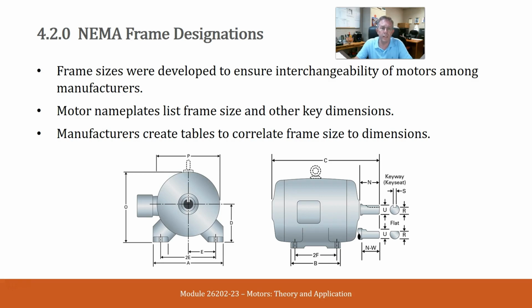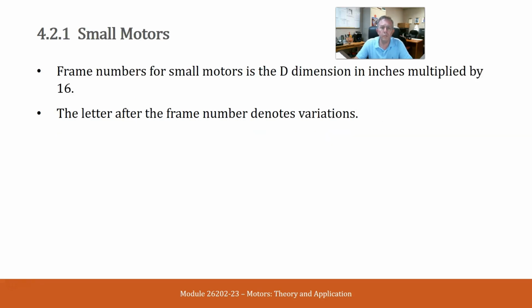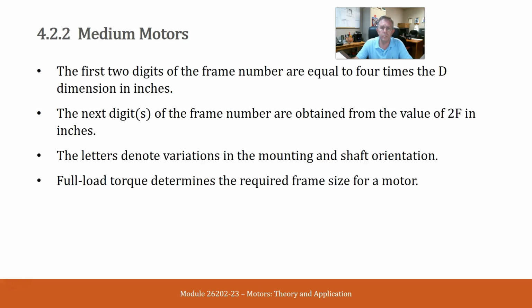NEMA frame designations. Frame sizes were developed to ensure interchangeability of motors among manufacturers. Motor nameplates list frame size and other key dimensions. Manufacturers create tables to correlate frame size to dimensions. Frame numbers for small motors are the D dimension in inches multiplied by 16. The letter after the frame number denotes variations.